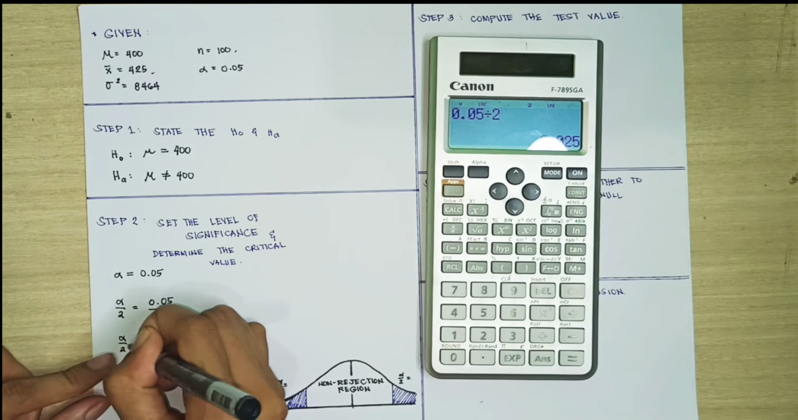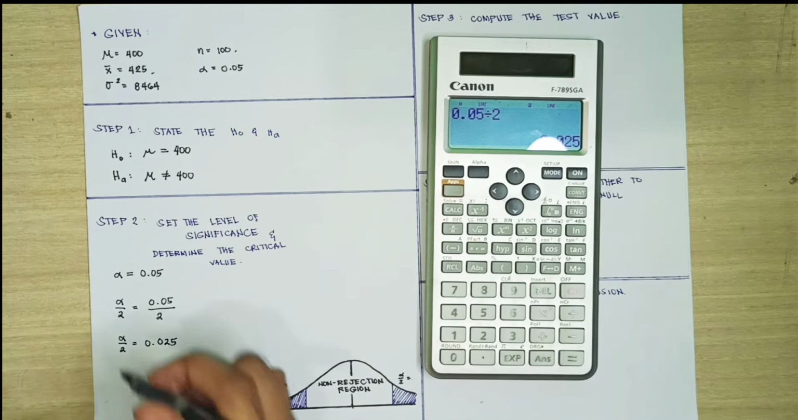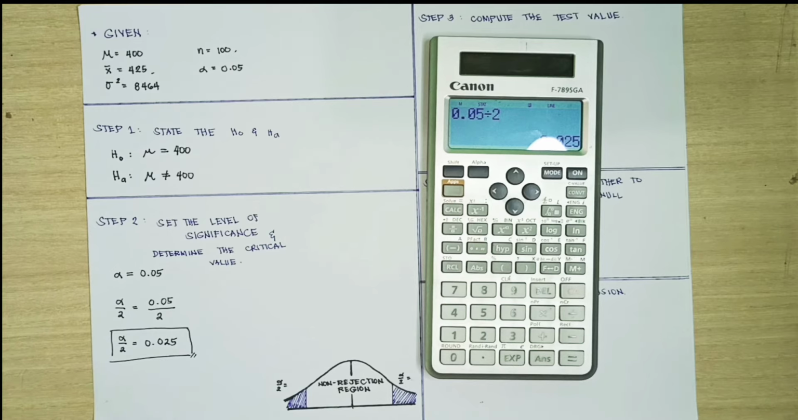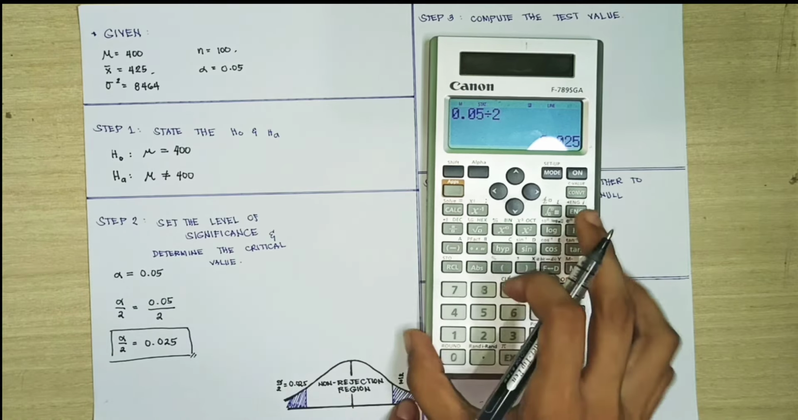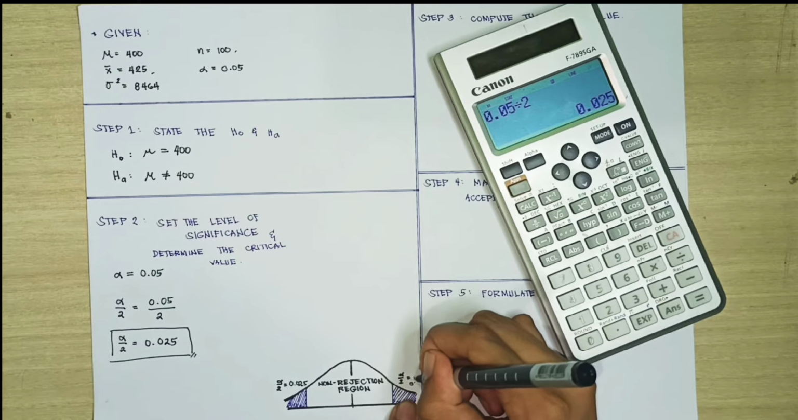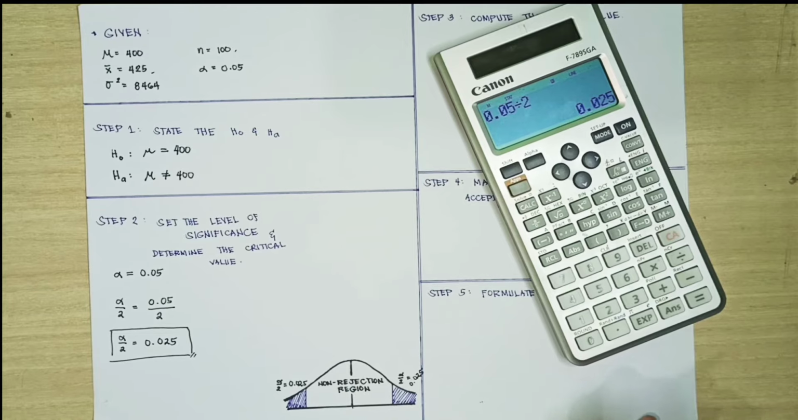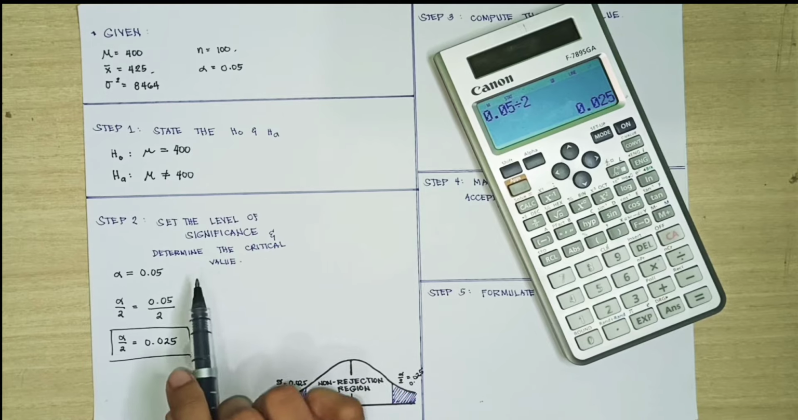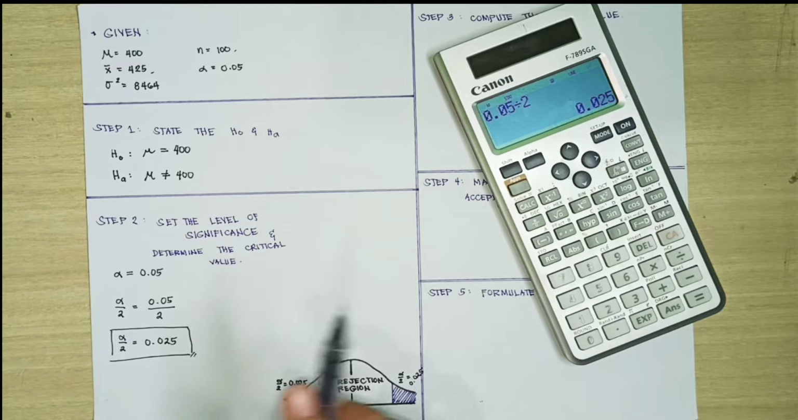So, our alpha over 2 is equal to 0.025. Okay. So, ibig sabihin sa ating curve, itong left tail is 0.025 and itong nasa right tail is 0.025. Okay? Okay, so next, sa step 2 pa rin po, after natin na makuha yung level of significance, you need to determine the critical value. So, hanapin natin, ano ba yung critical value?